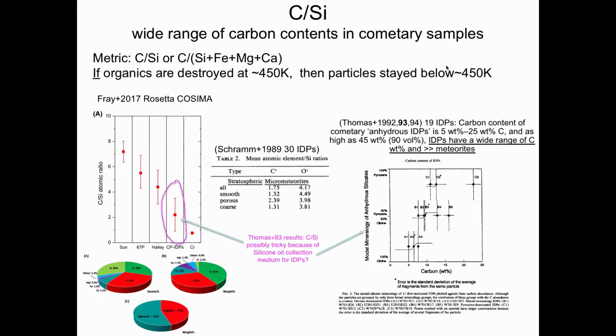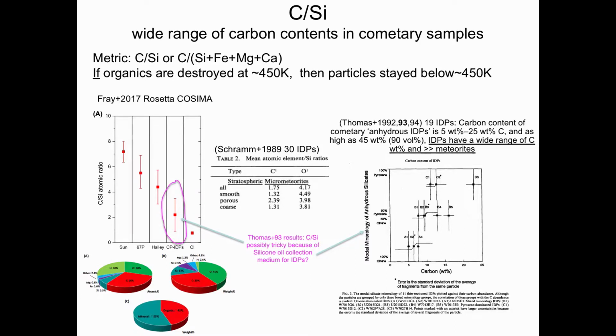So first I'm going to talk about the carbon to silicon ratio. And this is not measured in very many bodies. So the simple diagram on the left side is from a nice paper by Frey et al., 2017. And what you see is, as you go from the sun on the left-hand plot, the carbon to silicon atomic ratio for a few different bodies: you have the sun, Comet 67P is a little bit less carbon to silicon, Halley is a little bit less, and chondritic porous interplanetary particles, also called CP-IDPs, which are the best analog for comet particles, have a lower abundance.